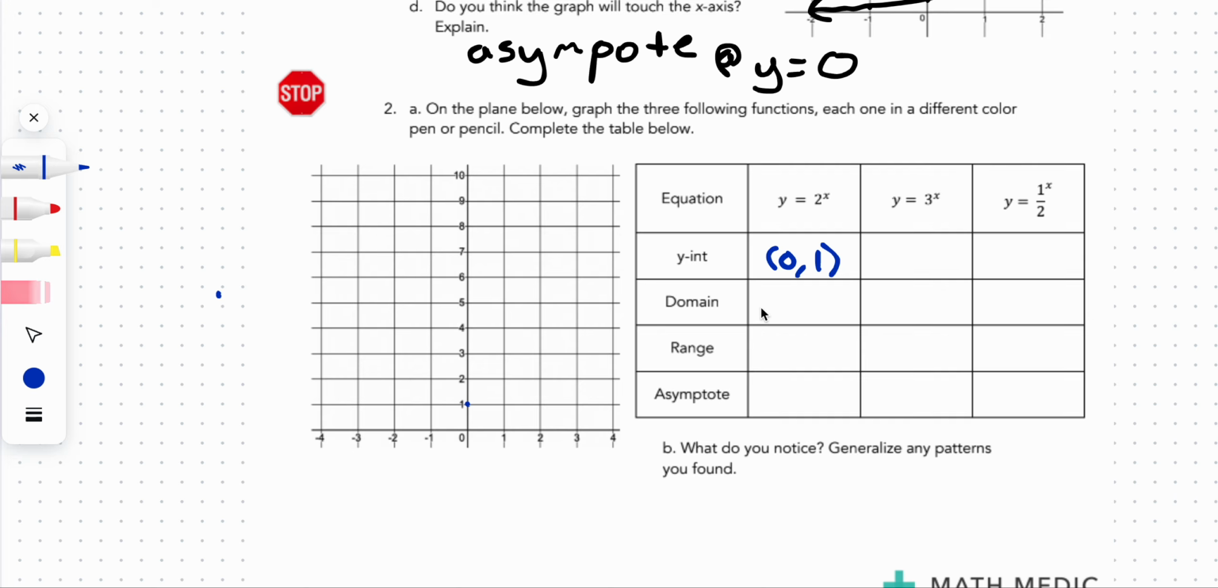Now, domain. We can raise 2 to any power we want. We can raise it to a negative power, positive, or 0. So here it's also going to be all real numbers.